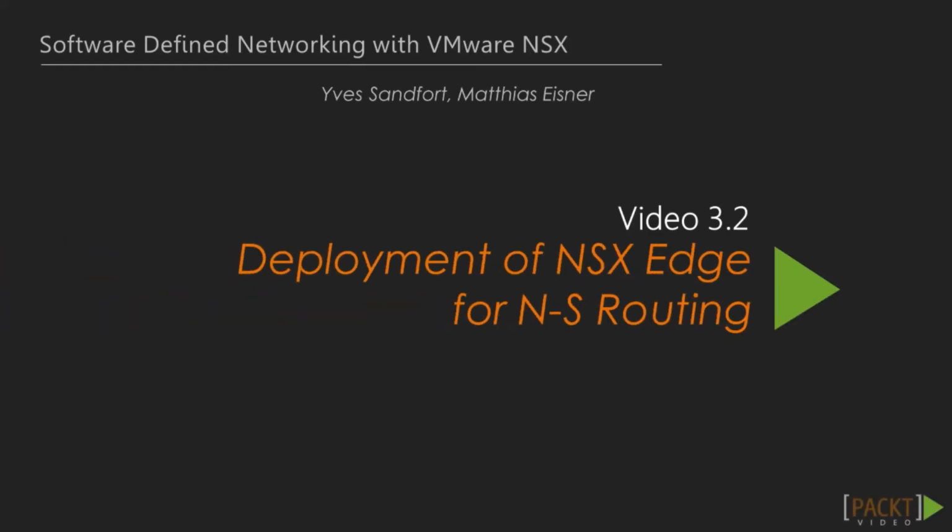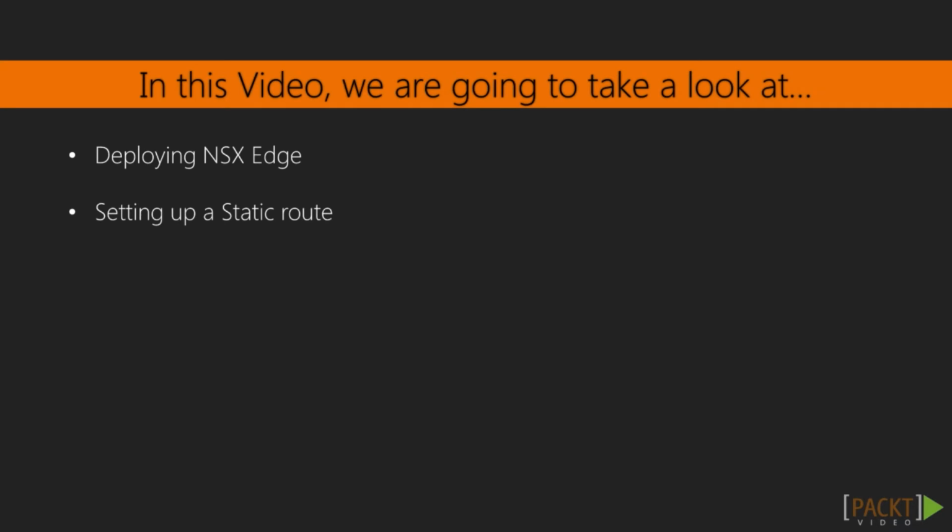In this video, we are going to discuss the deployment of the NSX Edge for north-south routing. This is going to be combined with what we previously did, the east-west routing with the distributed logical routing. So this way we are going to be able to connect from our desktop machine over the NSX Edge north-south routing to the distributed logical router and then finally to our VM.